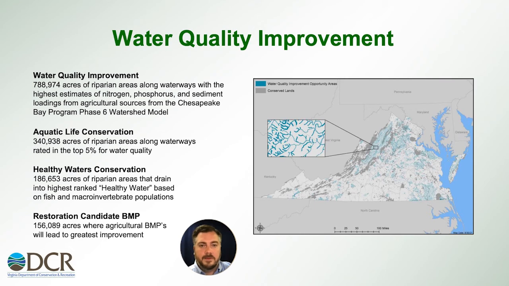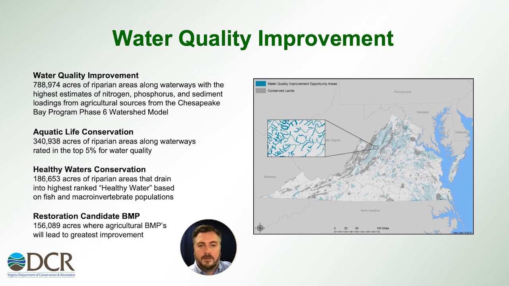It was developed via collaboration between DCR and the Department of Environmental Quality, using estimates of nitrogen, phosphorus, and sediment loadings from agricultural sources from the Chesapeake Bay Program Phase 6 Watershed Model and the Virginia Water Quality Assessment, and with consideration of the goals of the Chesapeake Bay Watershed Implementation Plan.